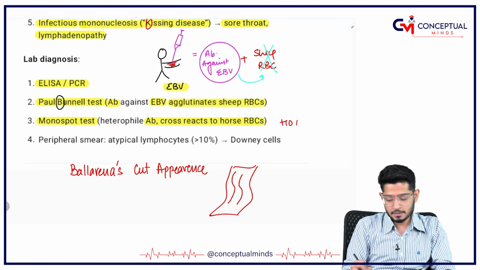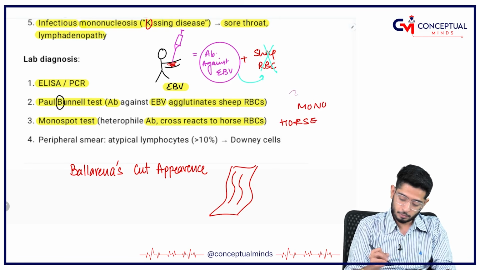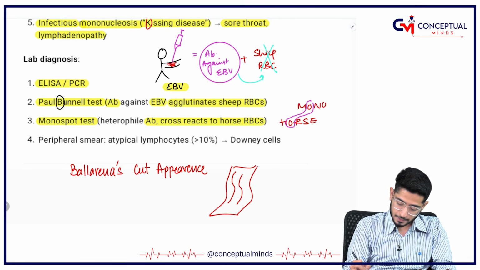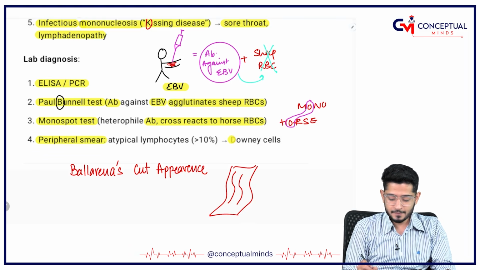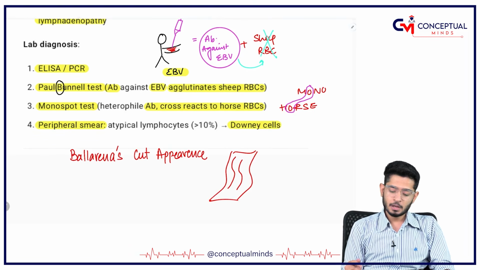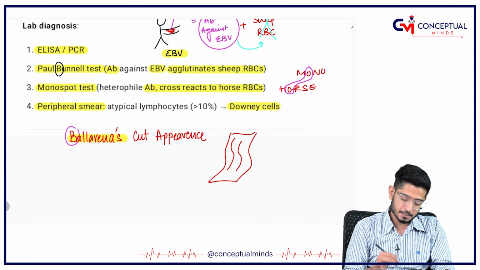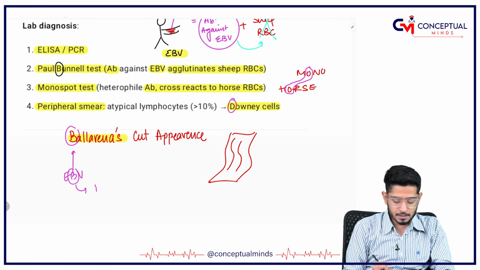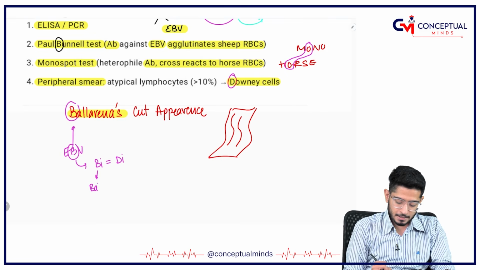Okay. So, horse HORSE and monospot, the second letter in both of them is O. So, you can remember like that. Whereas, in peripheral smear, you will have some cells called downy cells, and downy cells appear as ballerina cut appearance. Again, the B is coming. So, downy and ballerina. So, Epstein-Barr virus, B is coming, and B equals bi equals di. So, B for ballerina and D for downy cell.